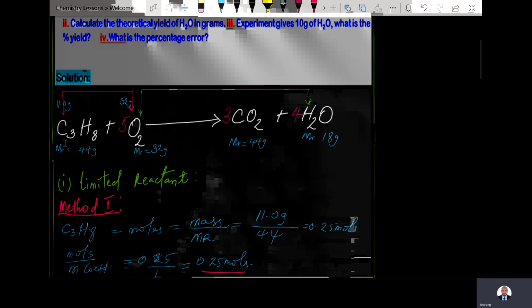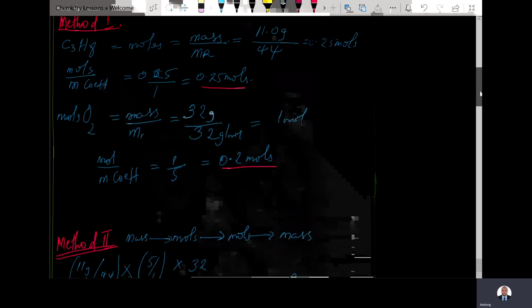You are going to convert the mass of propane to the moles of propane by dividing 11 over 44, times the molar ratio, which will be 5 over 1. We'll have the moles of oxygen, and times the molar mass of oxygen, we will now have the mass of oxygen. That is the mass of propane to the mass of oxygen. Let's do it like this.